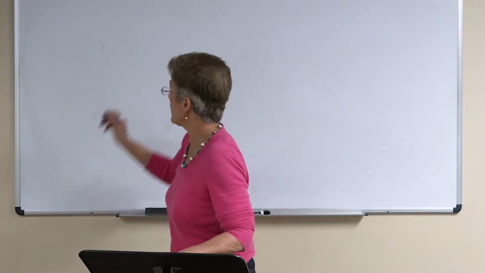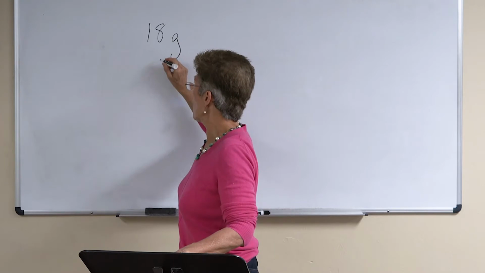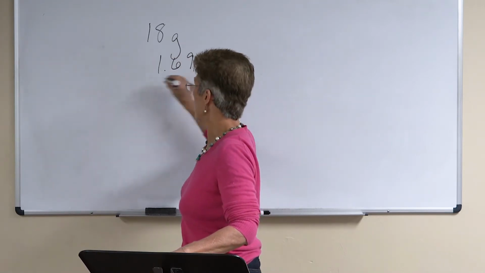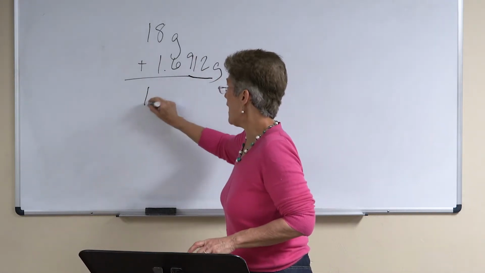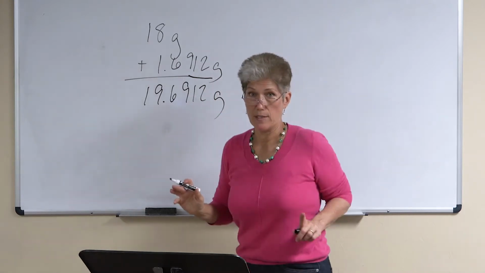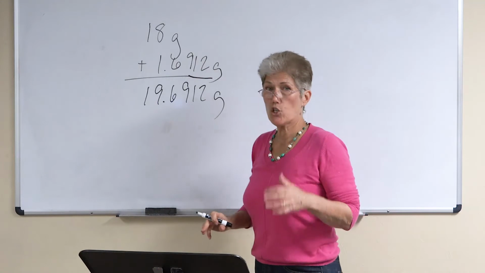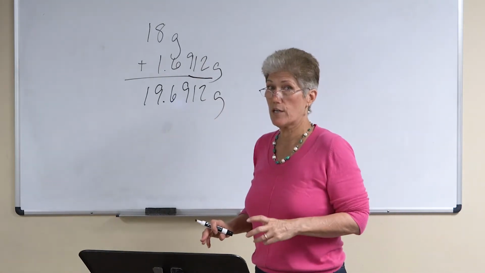Okay, number 2, what is the correct answer for the following equation? And we have 18 grams plus 1.6912 grams. This is the question. Now, when we add this up, it's 19.6912 grams. But following our significant figures rule, when you're adding or subtracting, you can only give your answer to the least precise of what you started with.